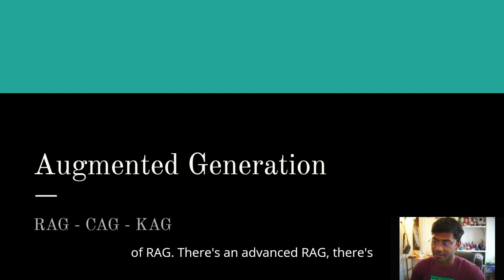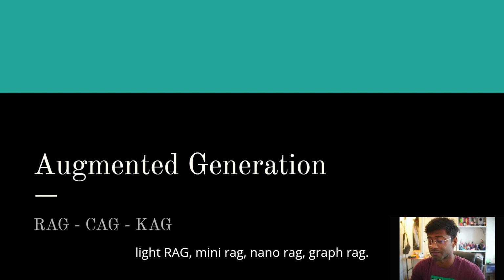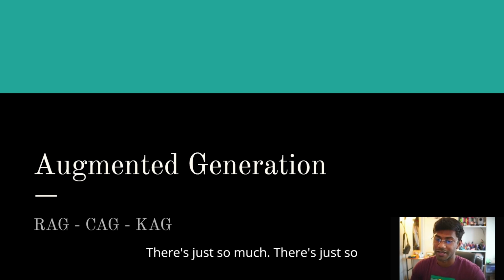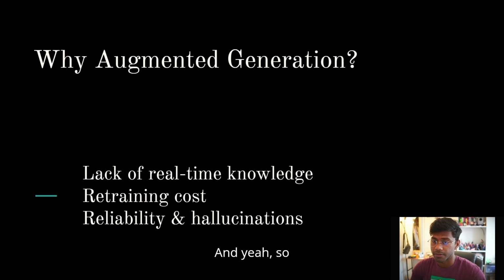There's an advanced RAG, there's LightRAG, MiniRAG, NanoRAG, GraphRAG. There's just so much. And yeah, I just thought I'll try to do something on that. Just try to explore the options that are there, and then see what's different with each of them. And yeah, so why augmented generation even?